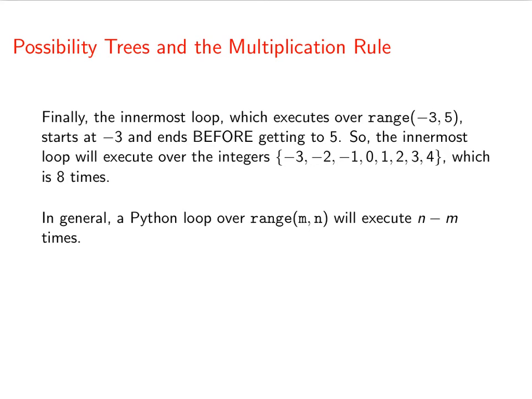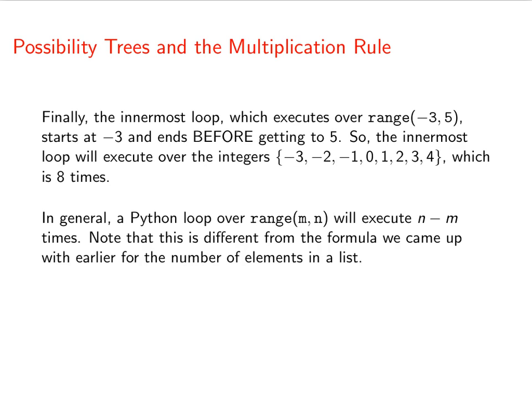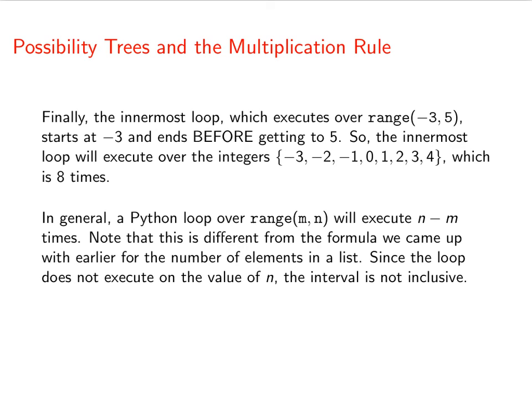And as a general rule, we can say that a Python loop over range m to n will execute n minus m times. And keep in mind that this is different from the formula that we came up with earlier when we counted the number of elements in a list. And it's different because these Python loops are not including the last number. The interval is not inclusive.